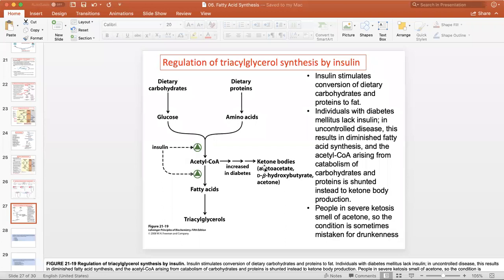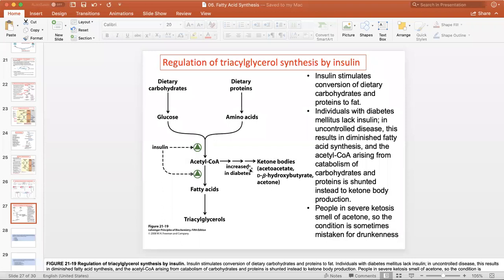The other reason why it is shifted towards ketone bodies is that in diabetic patients, they lack insulin, so they are not able to utilize their glucose, right? So the fat is broken down and shunted towards the liver, and the liver will use these fatty acid precursors to make ketone bodies, so that the cells, the brain, the peripheral tissues can at least use ketone bodies instead of glucose. So this is the other reason.